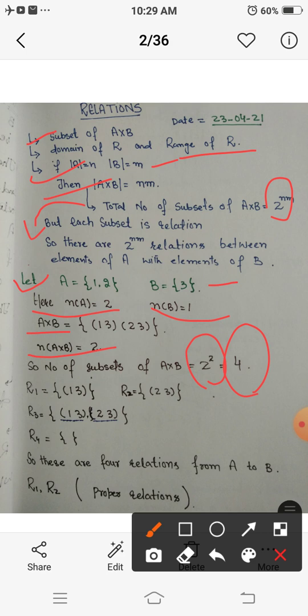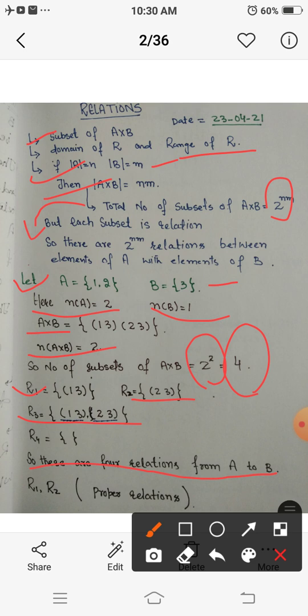So there are 4 subsets of A cross B, and let us denote these subsets by Ri's. R1 equals {(1, 3)}, R2 equals {(2, 3)}, R3 equals this whole set, because every set is a subset of itself, so let us denote this A cross B as R3, and R4 equals the null set or the empty set, because the null set is a subset of every set. So these are the only 4 relations possible between A and B. These are the 4 relations from A to B.